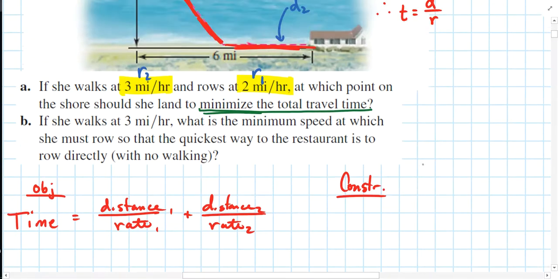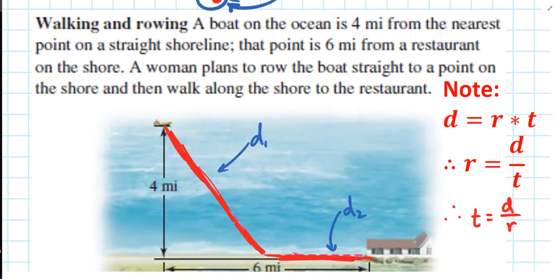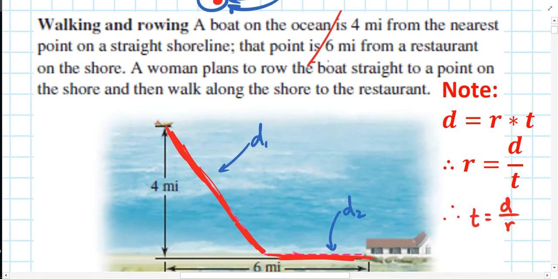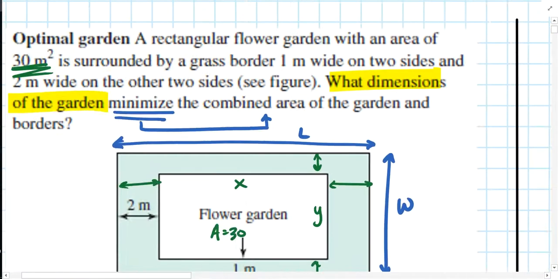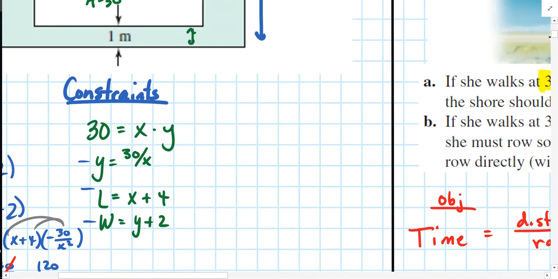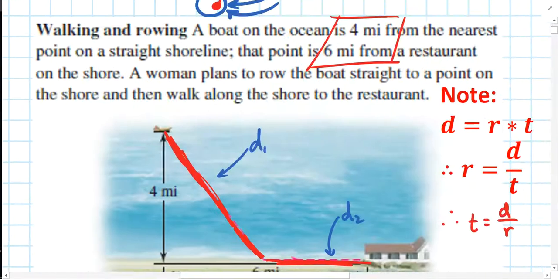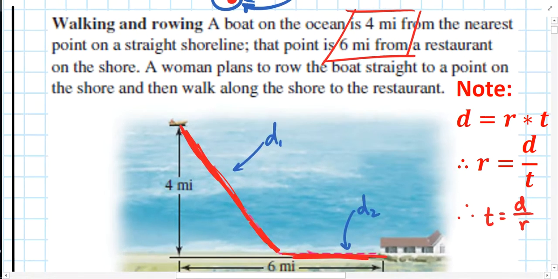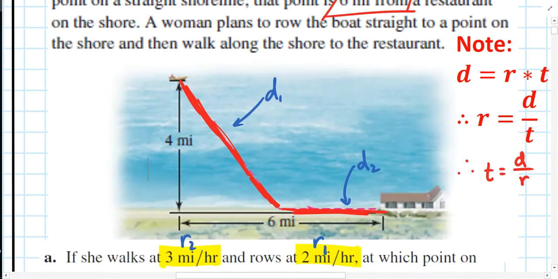Now our constraints might not be so obvious, but if I can offer any clues here, I would recommend that you look for the numbers in the problem. Much like back here, the numbers in the problem were that we were dealing with 30 square meters and additional width of 1 and 2 meters, and those values all went into our constraints. Same thing's going to happen in a problem like this. The ocean is 4 miles from the nearest point on the shoreline, so that's a limitation. That's a constraint that we have to deal with. Additionally, the total distance between the straight line from the boat and the shore is a total of 6 miles.